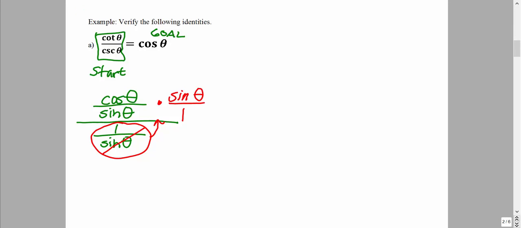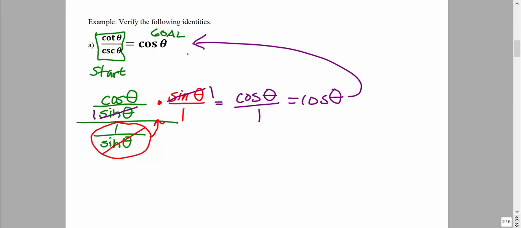As soon as we write it that way, we see that sine theta and sine theta would cancel out. So multiplying across, we get left with ones, and we end up with cosine theta over 1, which of course is the same as cosine theta. And that was our goal. So through a series of identity replacements, changing everything to be in terms of sine and cosine, and simplifying that complex fraction, we show that the left-hand side is actually equivalent to the right-hand side.